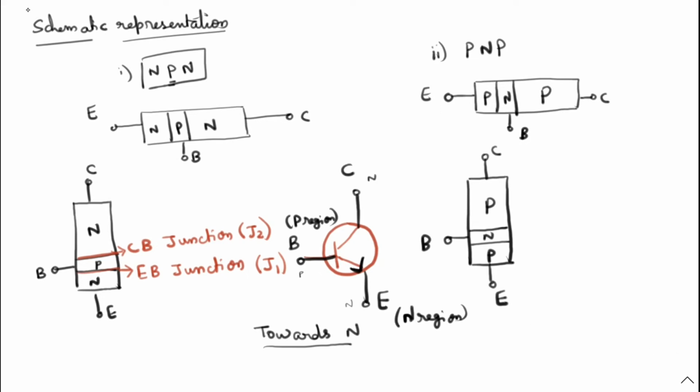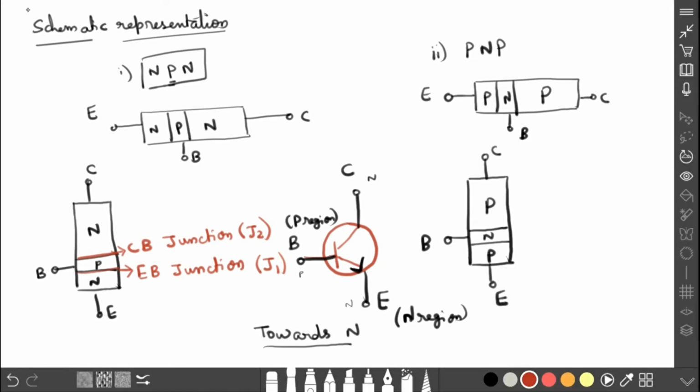So same diagram, how can we draw the transistor diagram? We have to draw the circle. Right? So now I am going to mention the three terminals: this is the base, this is the emitter, and this is the collector, right? Already I mentioned the current flows from P to N. So P to N.